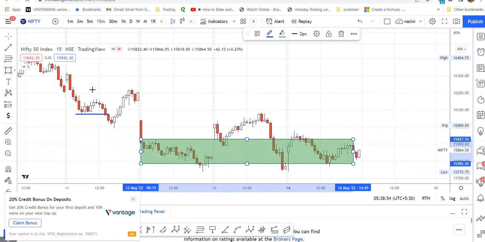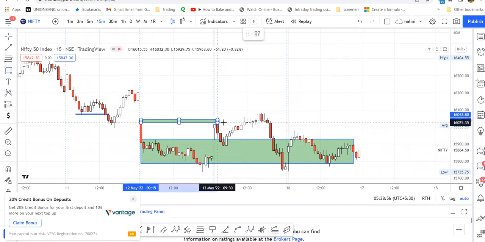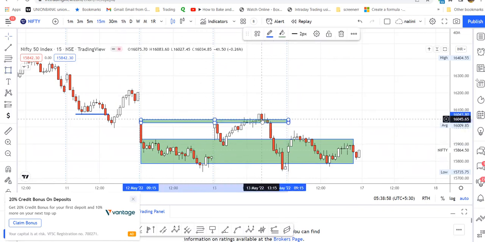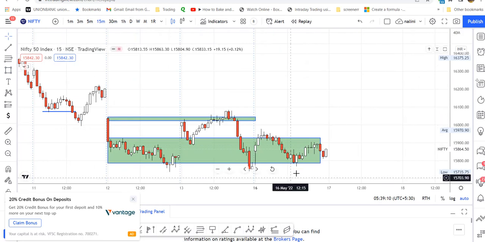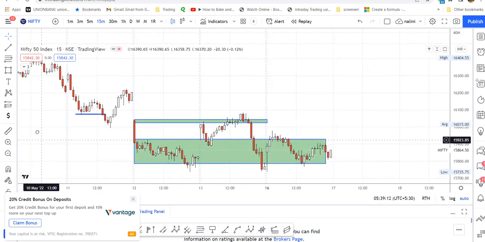Now, in this range, this was the inducement. This is the manipulation. When price manipulated this area, again, there was a huge fall and liquidity has been induced. Okay.